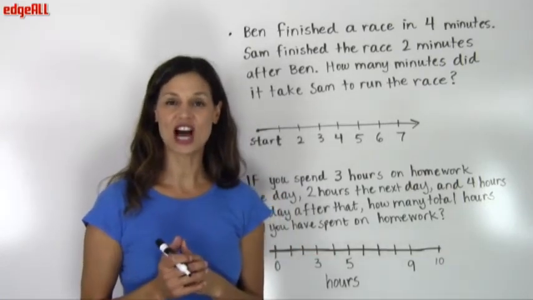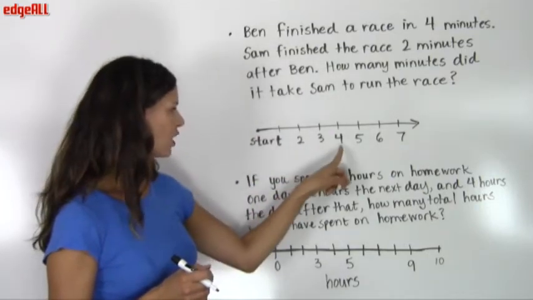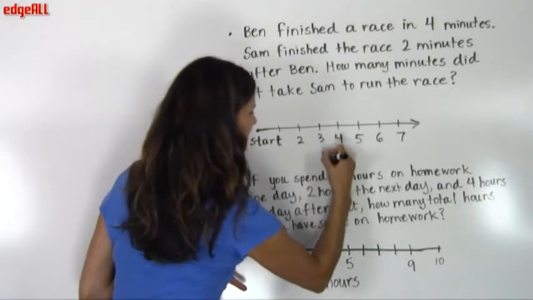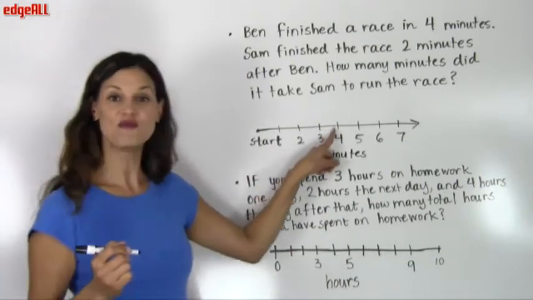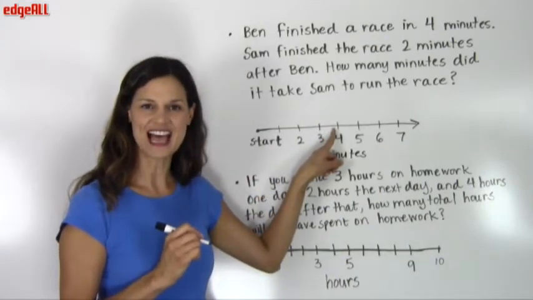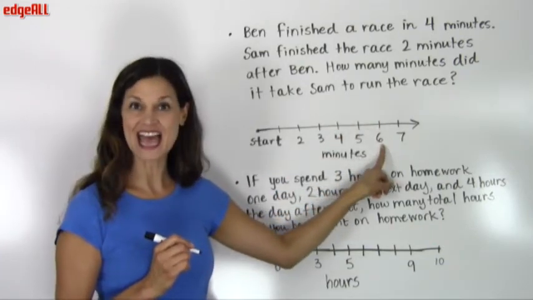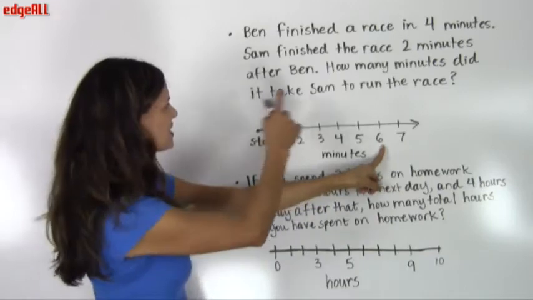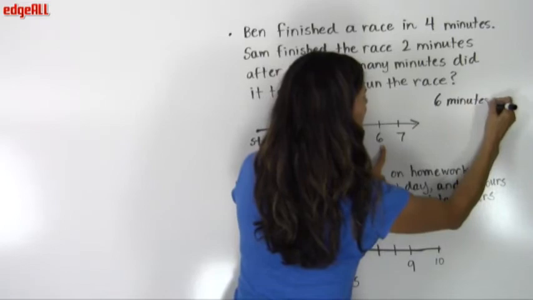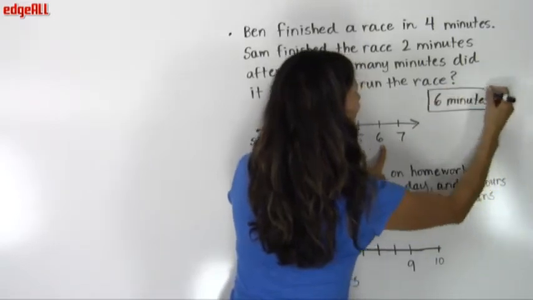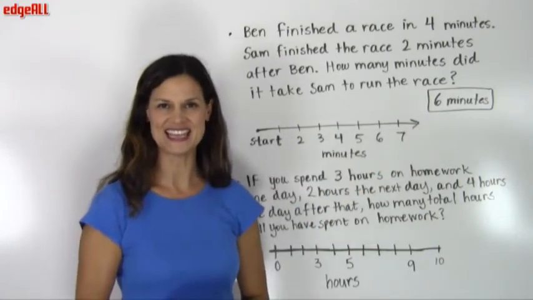Or if we want to look on a number line and use that to help us, we can find the 4-minute point. So these are in minutes. We can find the 4-minute point on the number line and move 2 spaces to the right and see that we land at 6 minutes. And so it took Sam 6 minutes to finish the race. We can add 4 minutes plus 2 minutes to equal 6 minutes.